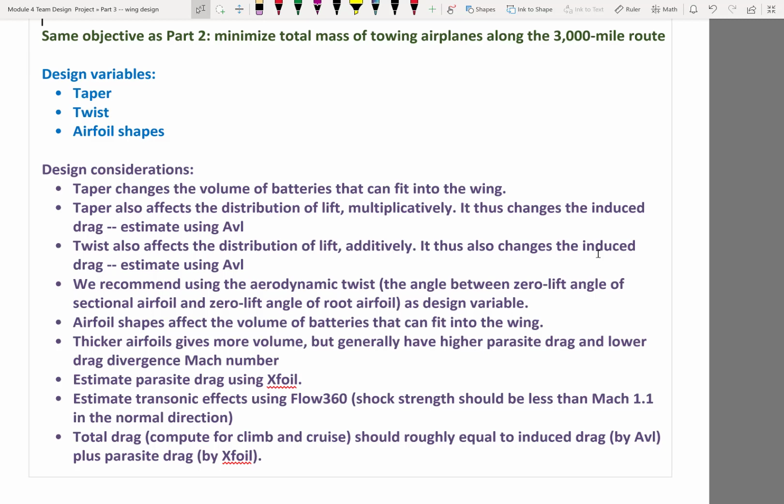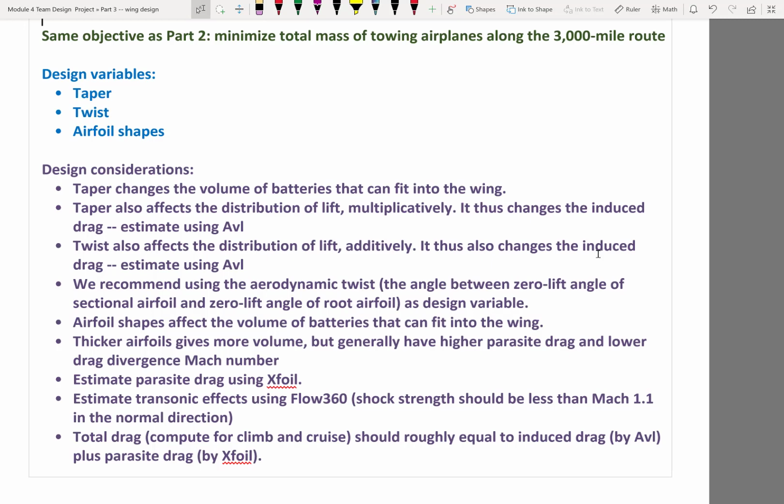Form drag, right? From actually flow separation. If you have a very thick airfoil, the flow has to accelerate more and then decelerate towards the trailing edge. The deceleration introduces an adverse pressure gradient that causes flow separation. So your parasite drag actually doesn't just come from skin friction anymore. So I would recommend using XFOIL to estimate the parasite drag of the airfoil you are designing.